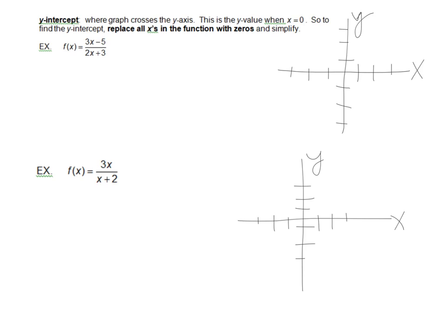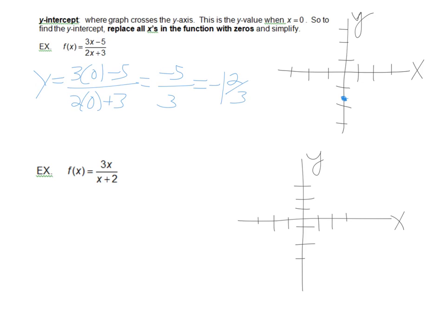Now let's practice the y-intercept. The y-intercept is where the graph crosses the y-axis. So it's the y value when x equals 0. To find the y-intercept, replace all x's in the function with zeros and simplify. And I'm going to write a y instead of f of x, so y equals, and replacing all of the x's with zeros would give us a negative 5 on top, a 3 on the bottom, negative 5/3, which is negative 1 2/3. So the y-intercept is on the y-axis. I would go down 1 2/3, about right there, and put a dot.